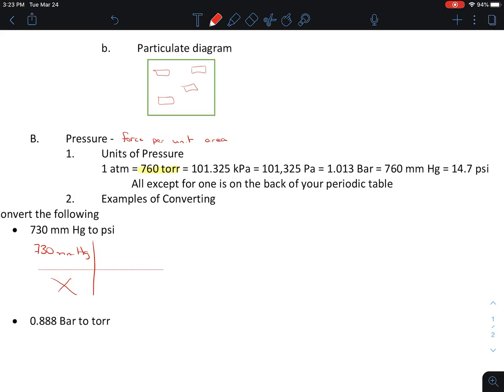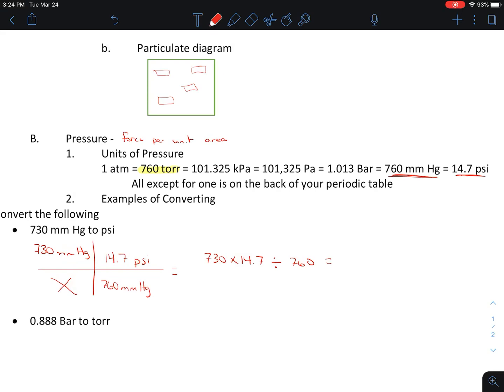This is just like in our stoichiometry that we just finished a while back. We've got 14.7 psi, from right here on the back of the periodic table, and on the bottom, we're going to put 760 mmHg. Then we're ready to calculate, just like normal calculations with our T-charts. We're going to take 730 times 14.7, then divide by 760, hit our equal sign, and that will give us our answer.